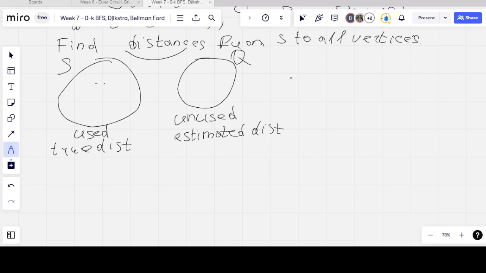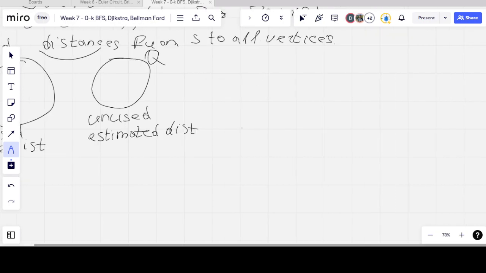And so let me write Dijkstra algorithm. I forgot to turn on translation.